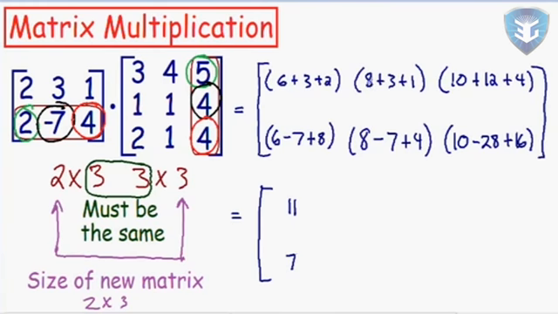And in the second column, we have 8 plus 3, which is 11. 11 plus 1 is 12. And we also have 8 minus 7, which is positive 1. 1 plus 4 is equal to 5.